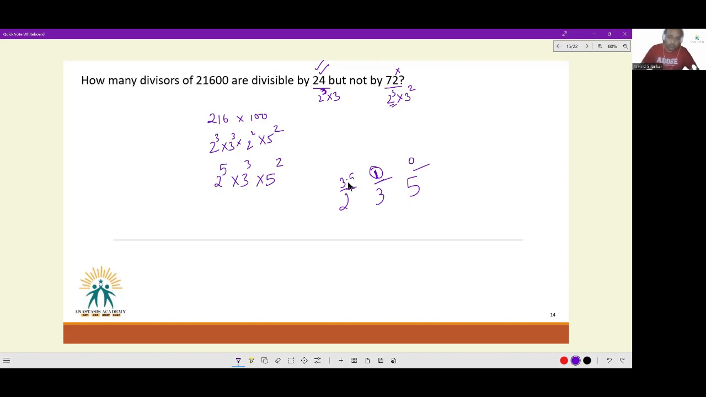It can go anywhere from 3 to 5. And 5's power is anyway not restricted. It can go anywhere from 0 to 2. So 2's can be included in 3 ways, 3's can be included in 1 way, 5's can be included in 3 ways. How many divisors of 21600 are divisible by 24 but not by 72? There are 9 divisors. The answer to this question is 9.